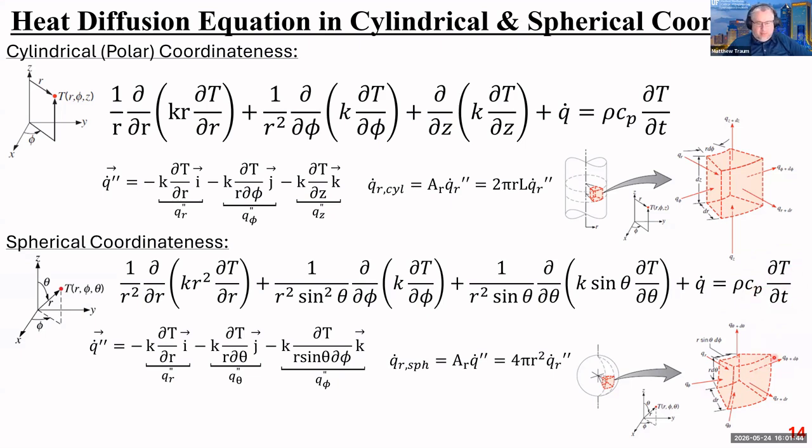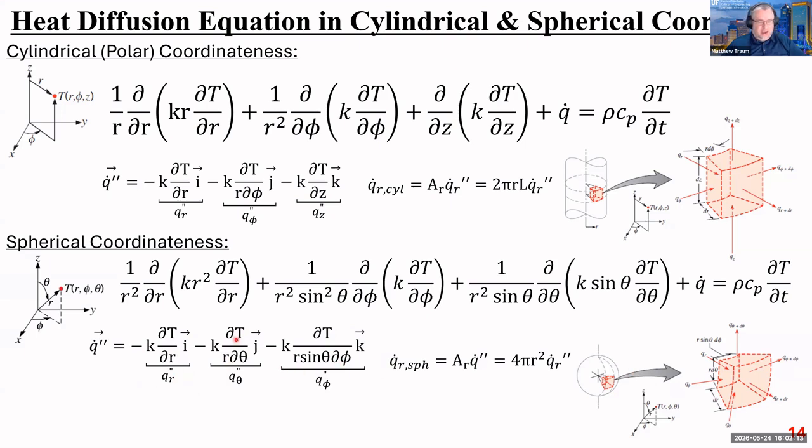And then same game as before, we take this and we just shrink it down by driving dr, d theta, d phi all the way down to zero. The volumes drop away, and you end up with this expression for spherical coordinates for the heat diffusion equation. And the same game as before, right? So we take the derivative in the r direction, derivative in the theta direction, derivative in the phi direction. These are specially modified because we're in spherical coordinates.